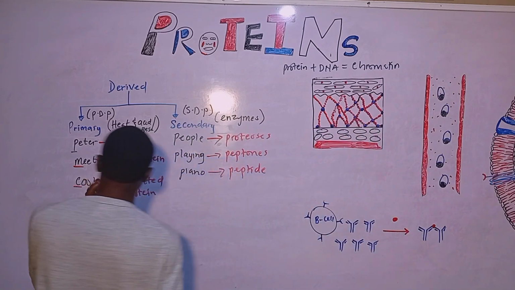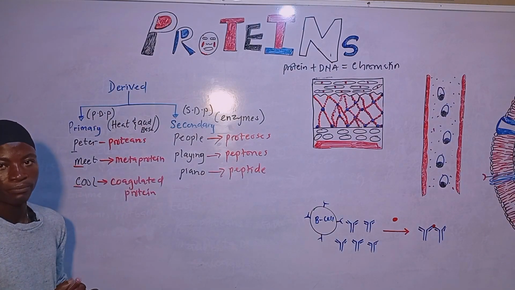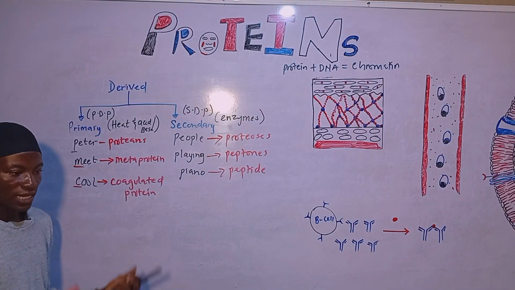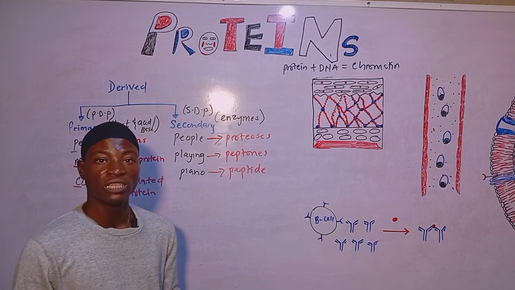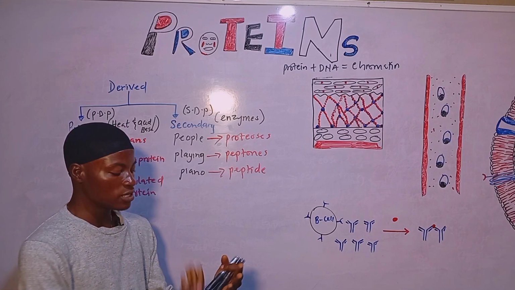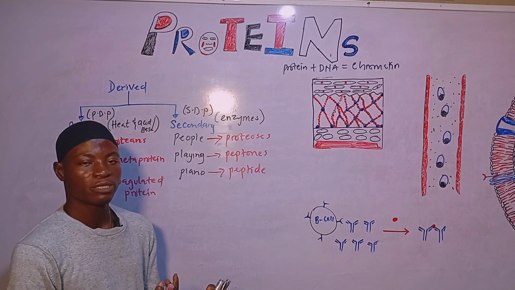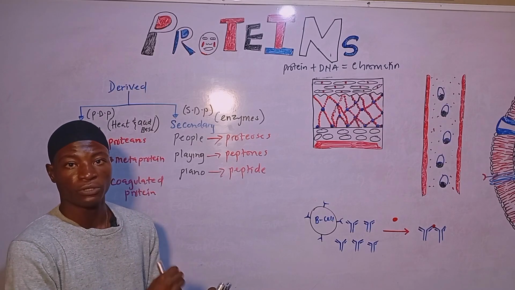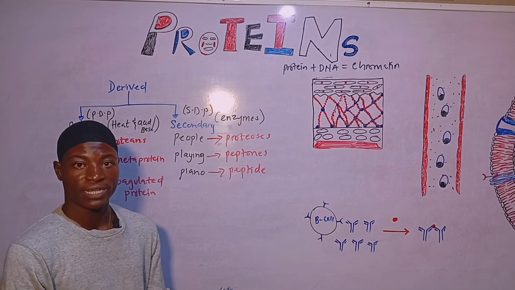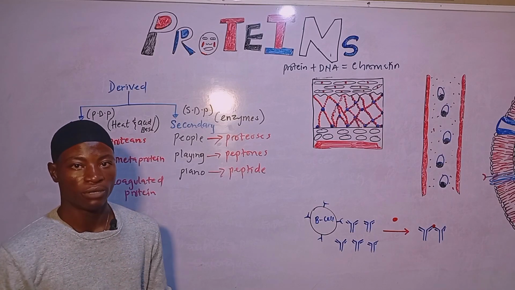Then proteans, meta protein, and coagulated protein are examples of primary derived proteins that we have. You get it? So that's basically everything under classification of protein. Generally, protein is classified into three major classes. We have simple, conjugated, and also derived. Simple protein is basically a protein that, whenever it is subjected to hydrolysis, what we are going to get is amino acids. Whenever we get amino acids, such protein is simple protein.